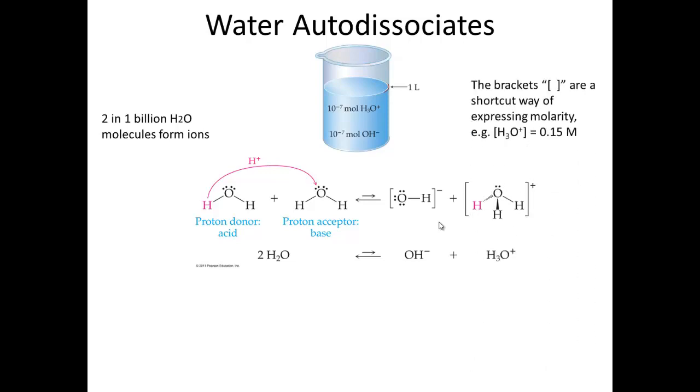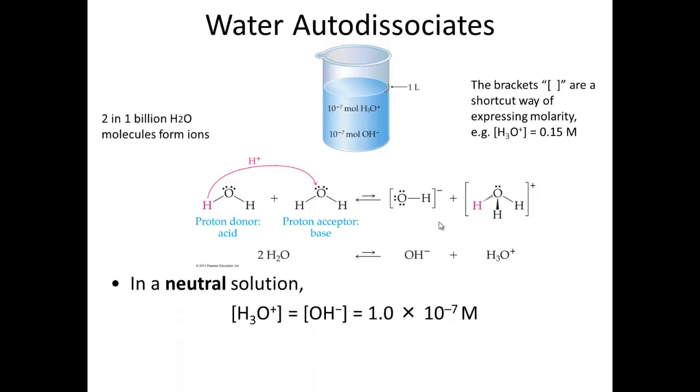And by the way, I'm going to start using brackets. That's just a shortcut way of expressing molarity. For example, if you see brackets around hydronium, it would just be like a molarity, for example 0.15 molar. So in a neutral solution, and neutral would be like pure water, you would expect your hydronium ion concentration to equal your hydroxide concentration, which for both of them is 1.0 times 10 to the negative 7 molar.